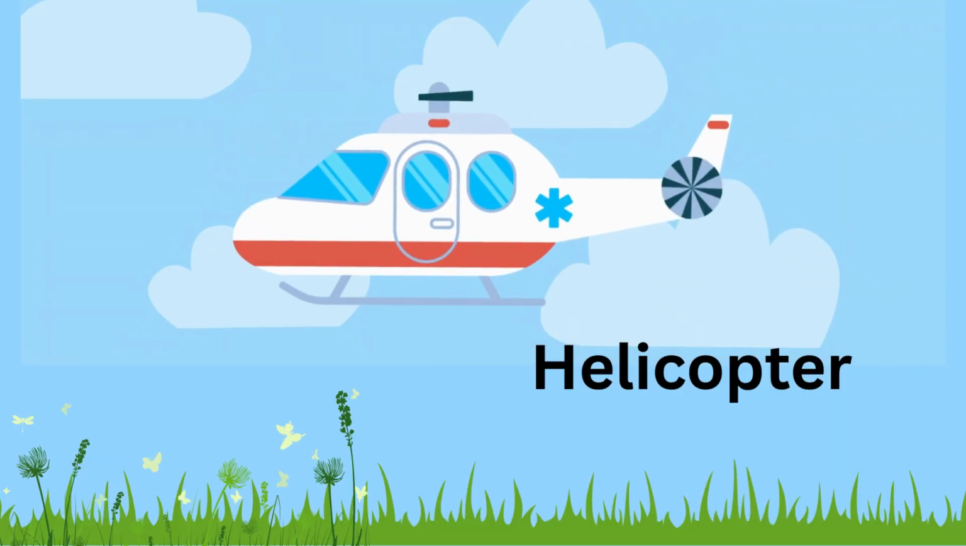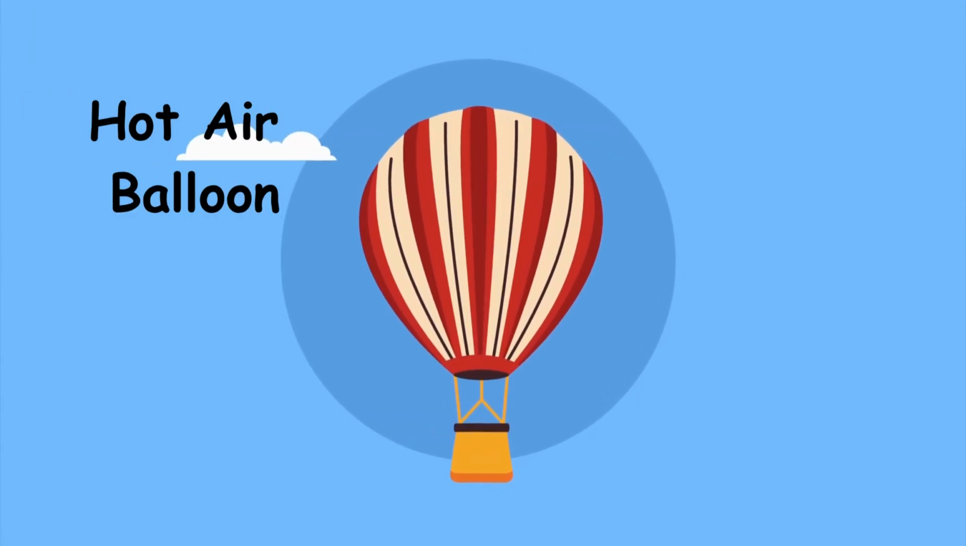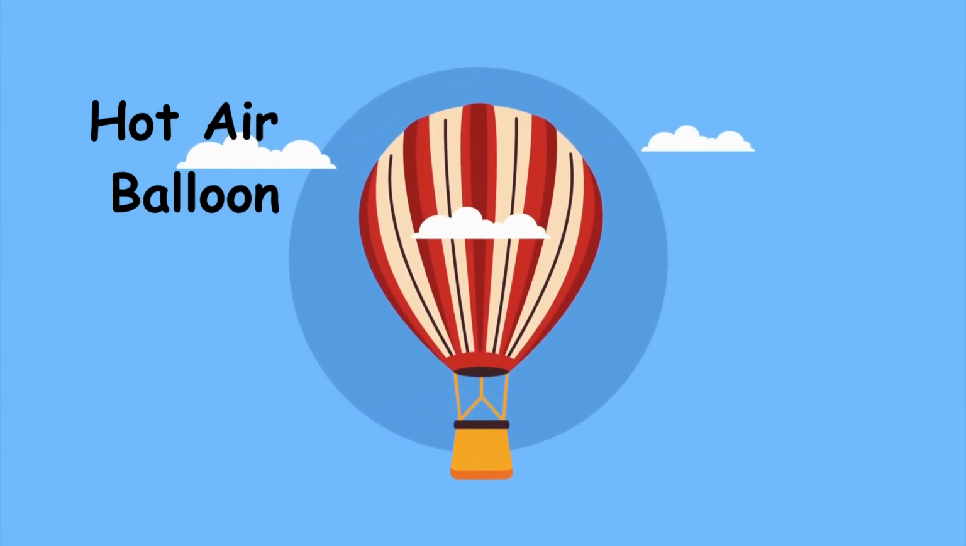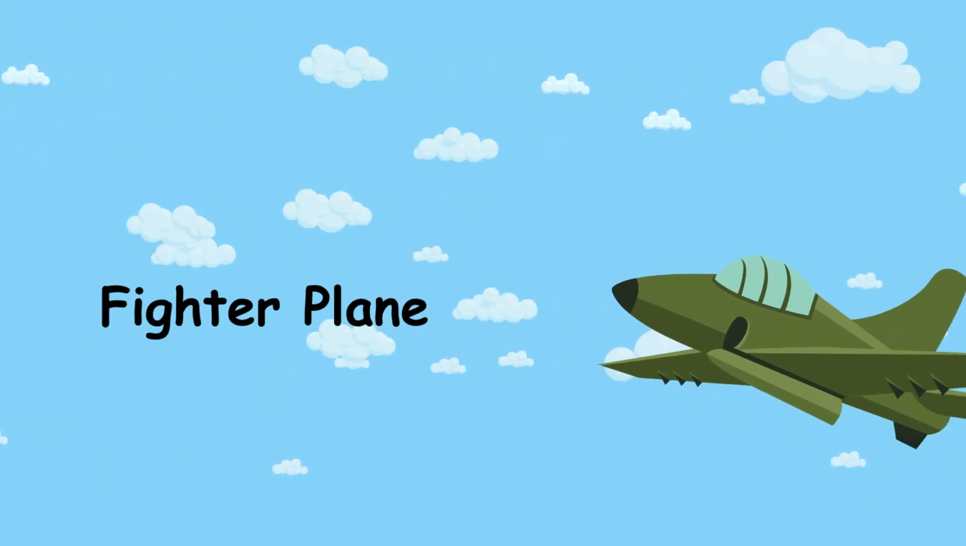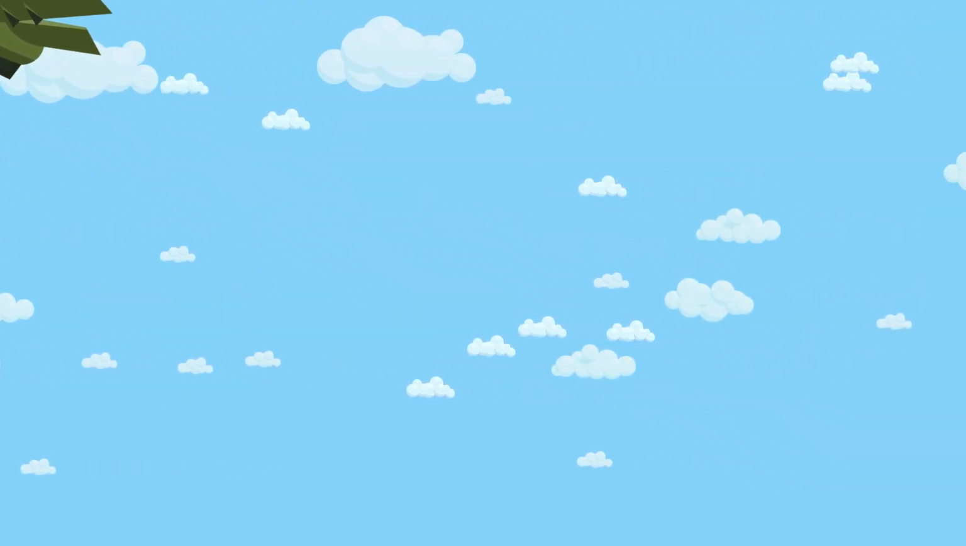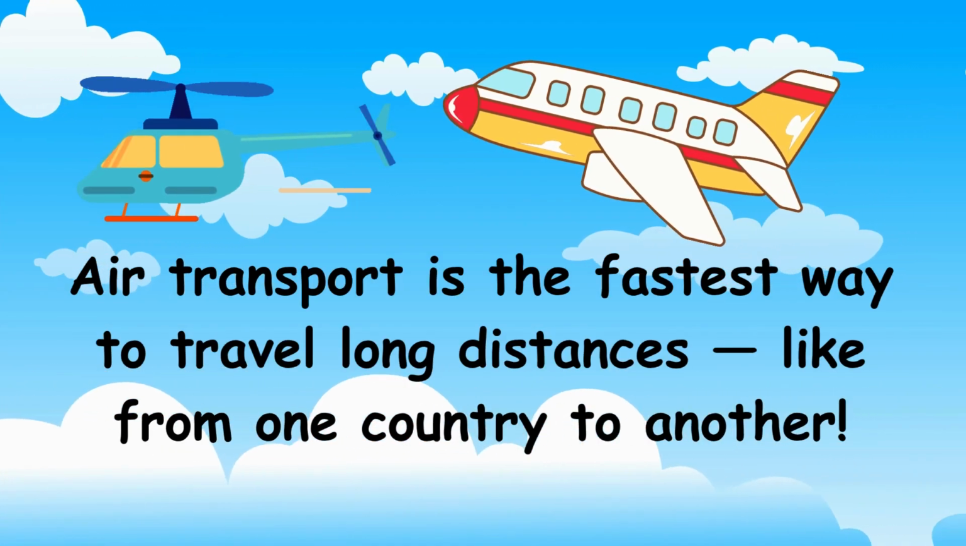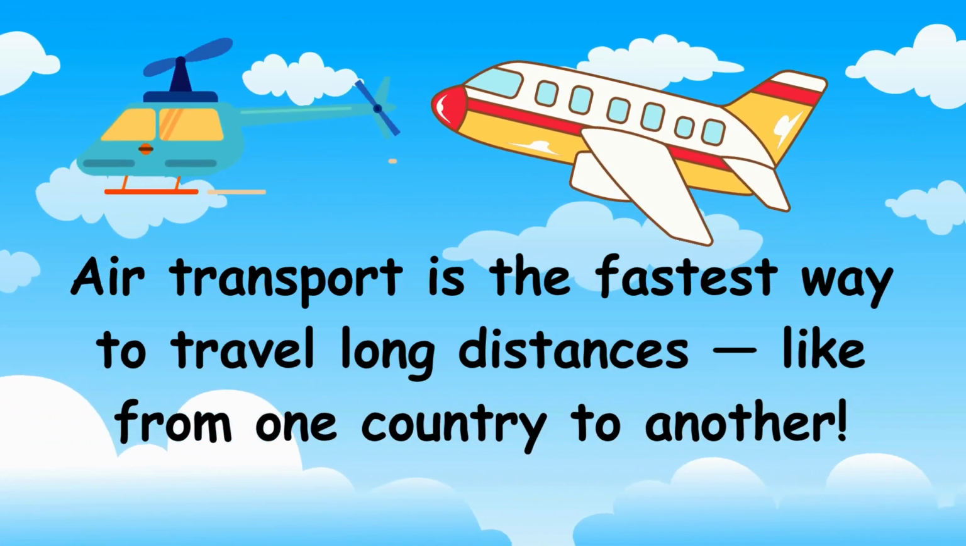Helicopter. It has spinning blades and can go up, down, and even hover. Hot air balloon. A big balloon that floats in the air and gives a slow, peaceful ride. Fighter plane. A fast and powerful plane used by the military to protect the sky. Air transport is the fastest way to travel long distances, like from one country to another.